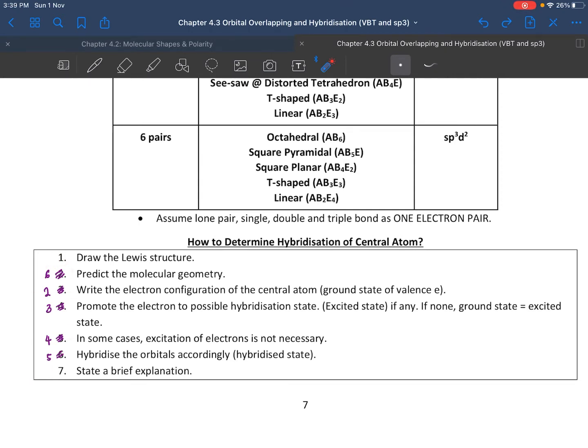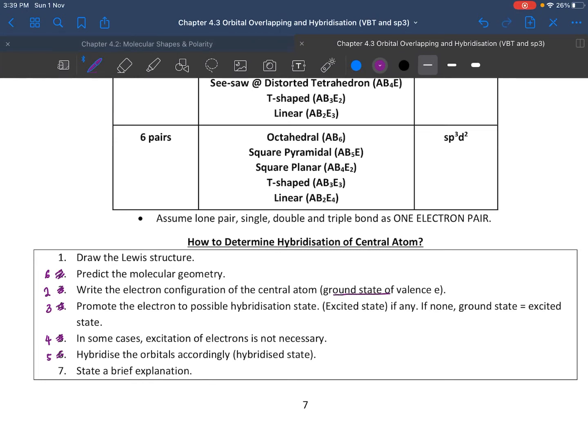Okay, so the first step adalah draw the Lewis structure. This one you cannot avoid lah. Okay, so draw the Lewis structure. After that, kamu kena tulis electronic configuration for the central atom. Tapi dekat sini ada tiga jenis electronic configuration untuk central atom yang kamu kena tulis. So, first kita start with ground state.